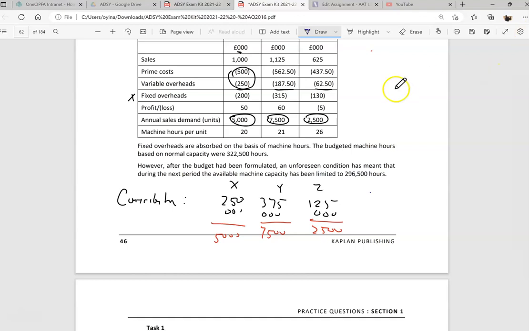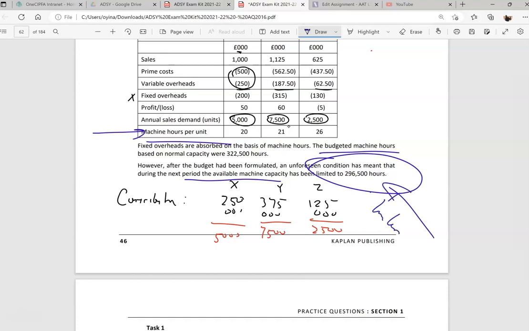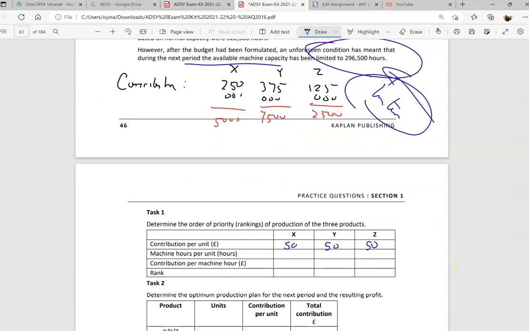No problem. Now, the question we want to know is, I can see that we're talking about machine hours here. They've given it to me, and they tell you your machine hours are limited. You don't have enough. So the whole purpose of limiting factors is to work with the machine hours in the order where I get the greatest contribution per machine hour. So the machine hours per unit, they tell us, and I'm just lifting those figures.